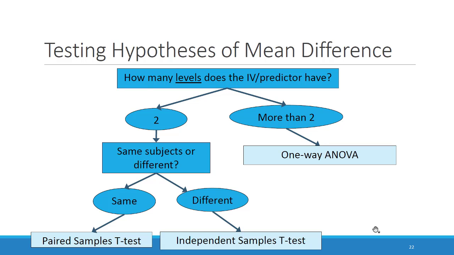This slide summarizes the various decision points that you have and how you can arrive at the correct analysis to use if your hypothesis is about a mean difference. So this is not about correlation, this is just about mean difference. Ask yourself, how many levels does your predictor have? If it's 2, then you can ask yourself, is it the same participants or subjects or different subjects? If it's the same, then you use a paired samples t-test. If it's different, then you use an independent samples t-test. If you have more than 2 levels of your predictor, then you're using an ANOVA.